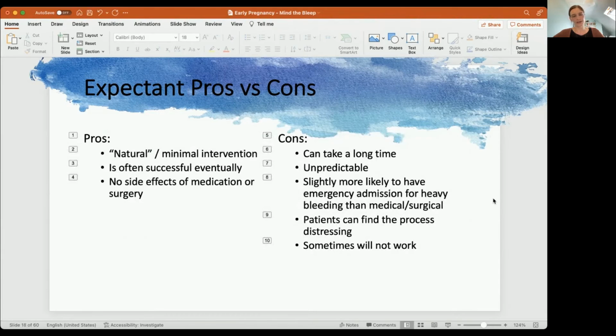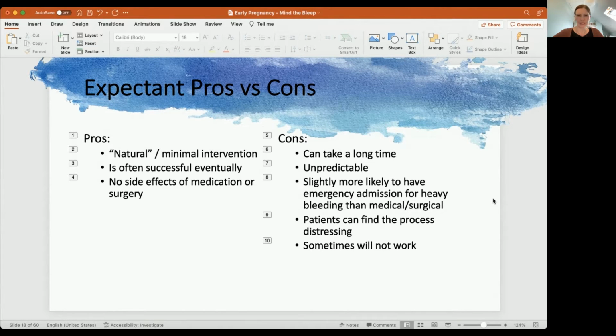So pros and cons of this. Women quite often like it because they feel like it's natural. They say a lot, just let things happen naturally. And they're not getting messed around with too much, which is another pro. It does work eventually. Most pregnancies will pass, even missed miscarriages. Eventually, they will bleed, and they will pass the pregnancy. Of course, you don't have any of the side effects of medication or surgery, which is a good thing.